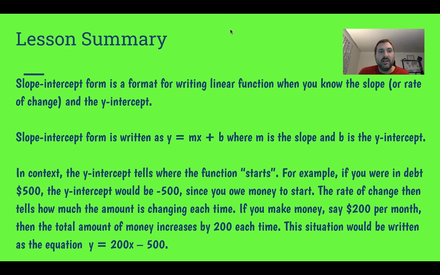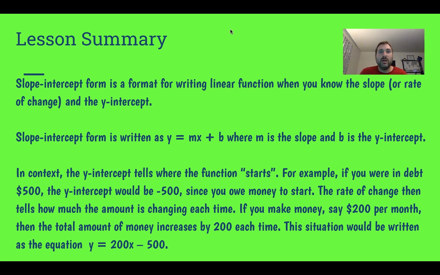In this lesson, we learned about slope-intercept form and how that's a format for writing what's called a linear function. And we use this when we know our slope or our rate of change and the y-intercept. Slope-intercept form is y equals mx plus b, where the m value is your slope and your b value is your y-intercept. So in a contextual situation, the y-intercept tells where the function starts, or what is extra, what is staying the same every time in the function.